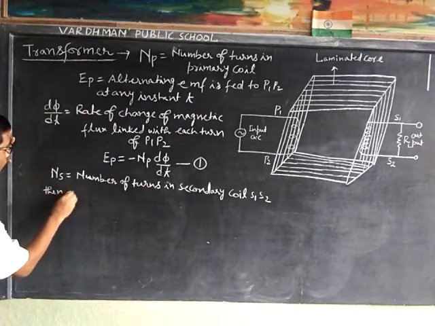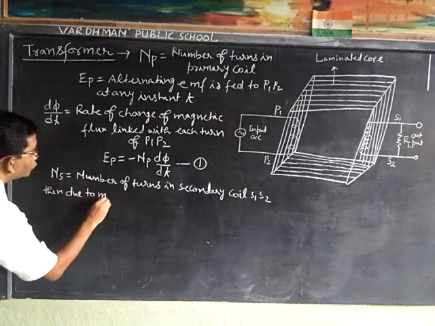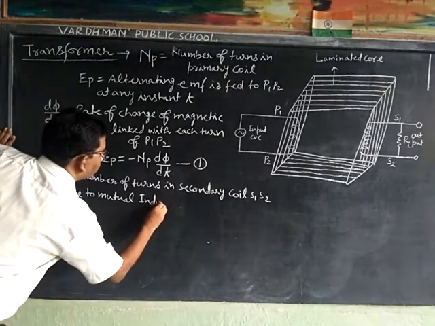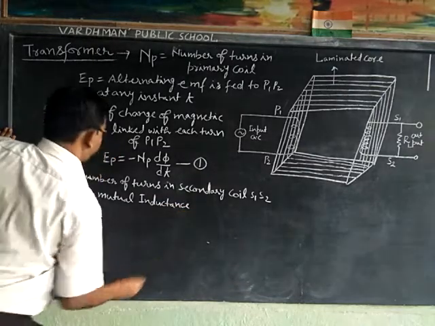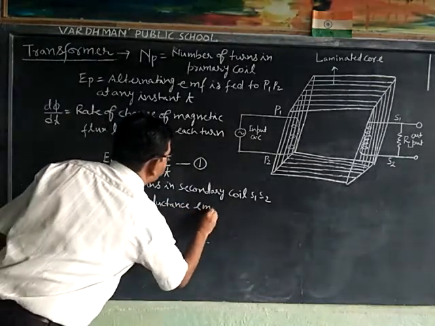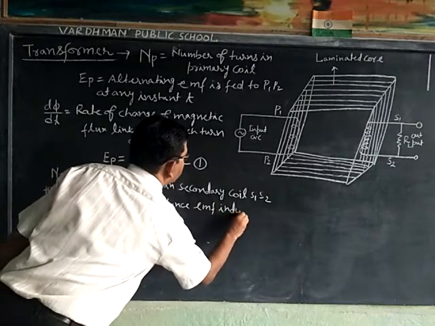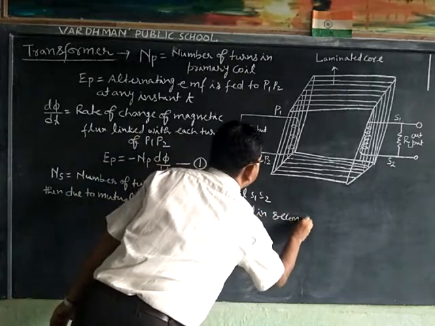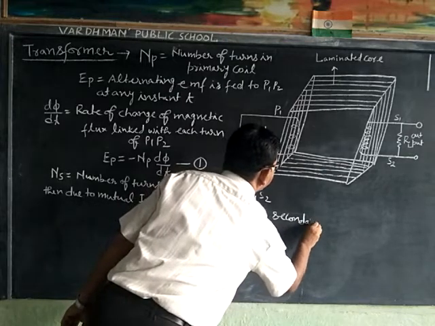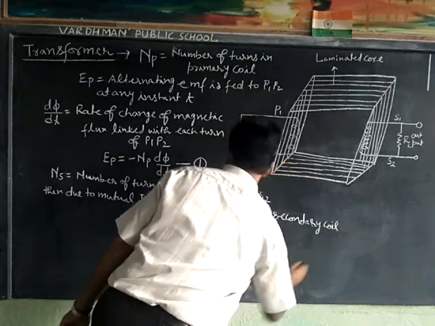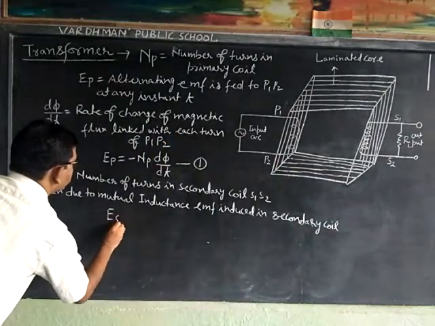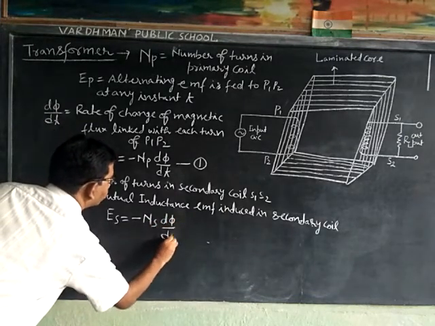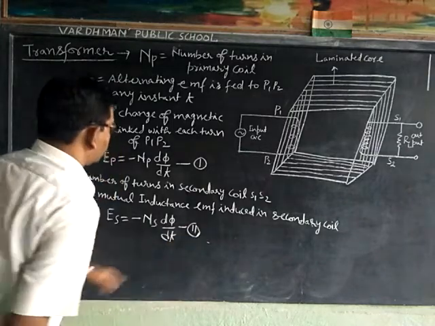ES is equal to minus NS d phi upon dt. Suppose this is equation second.